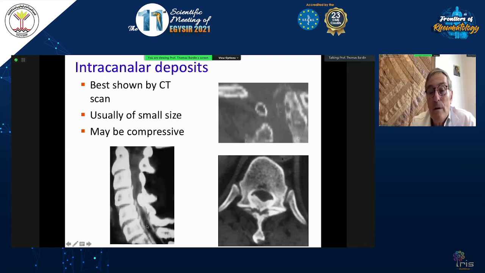The deposits in the intracanalar ligaments are also best shown by CT scan. They are usually small and of no clinical importance, but they can be compressive at the foramen magnum with bulbomedullary compression, at the cervical or thoracic spine with some medullary compression.